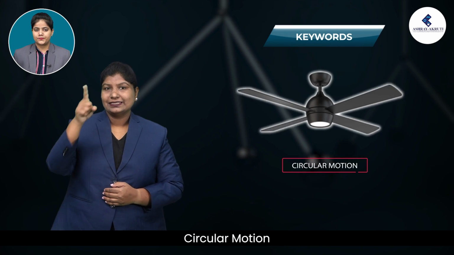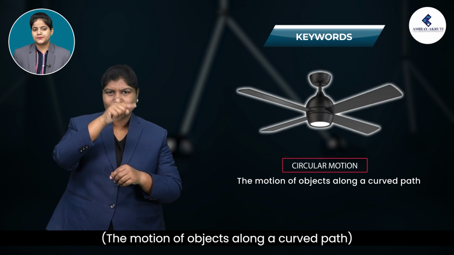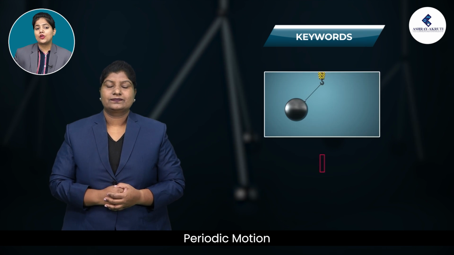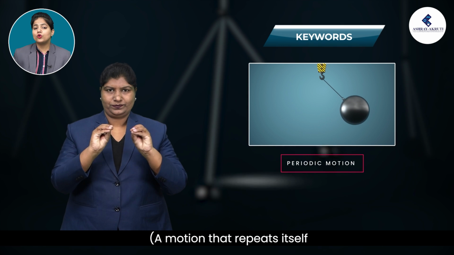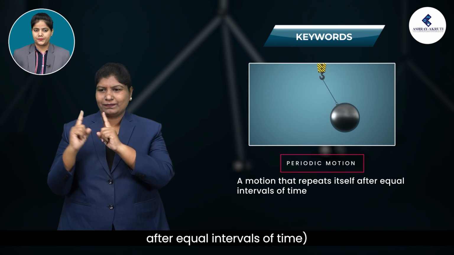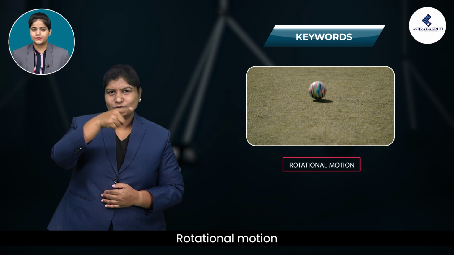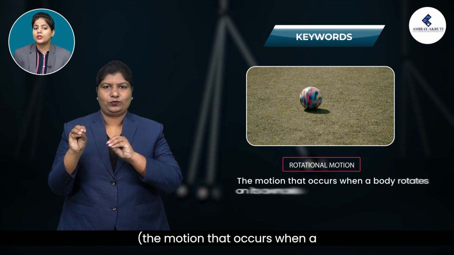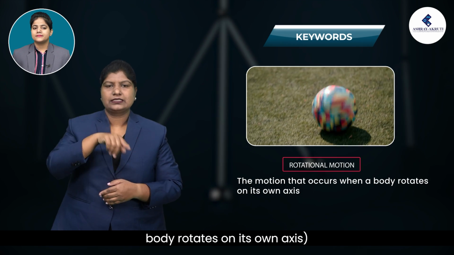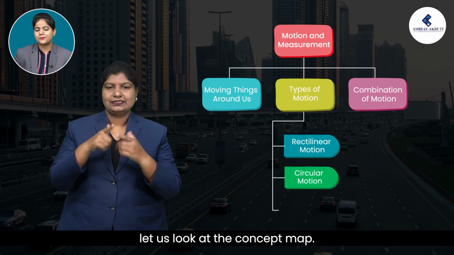Circular motion. The motion of objects along a curved path. Periodic motion. A motion that repeats itself after equal intervals of time. Rotational motion. The motion that occurs when a body rotates on its own axis. Before starting the session, let's look at the concept map.